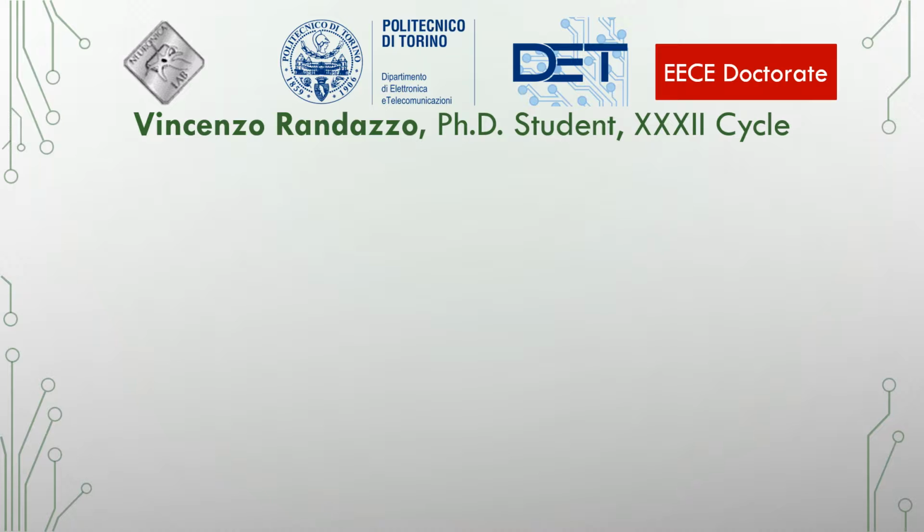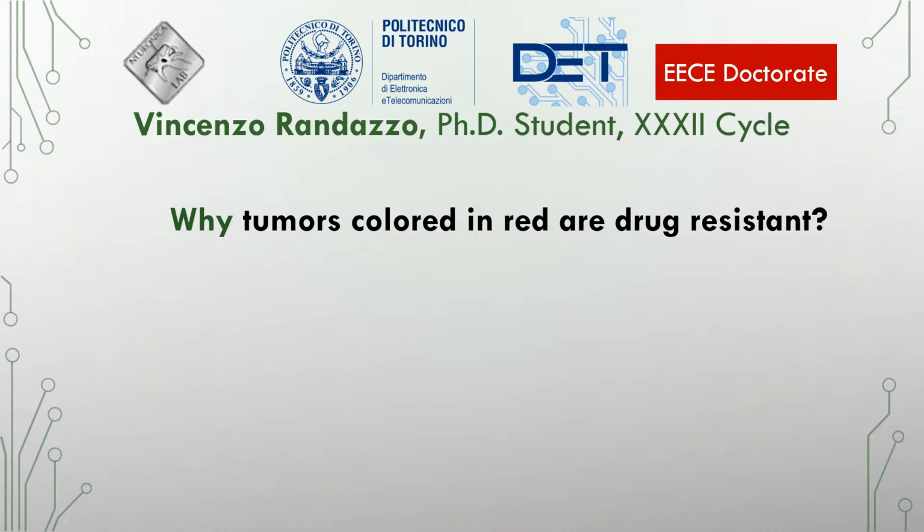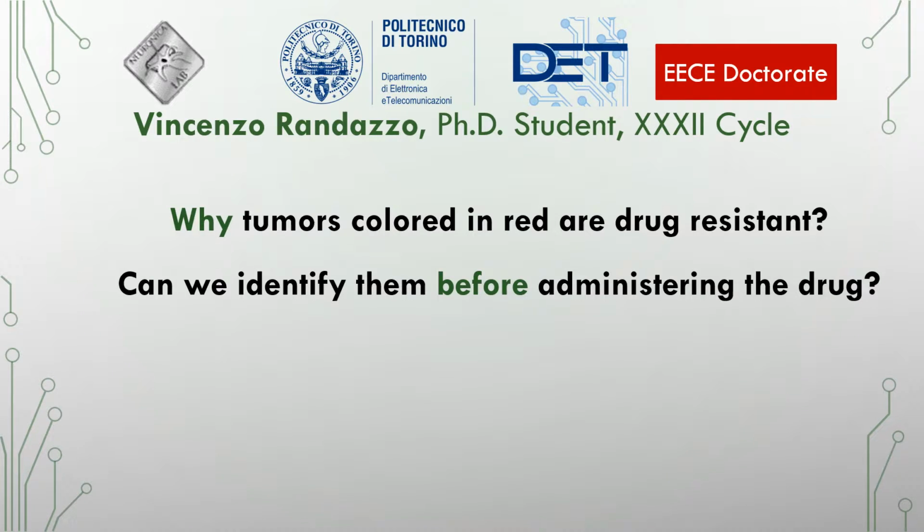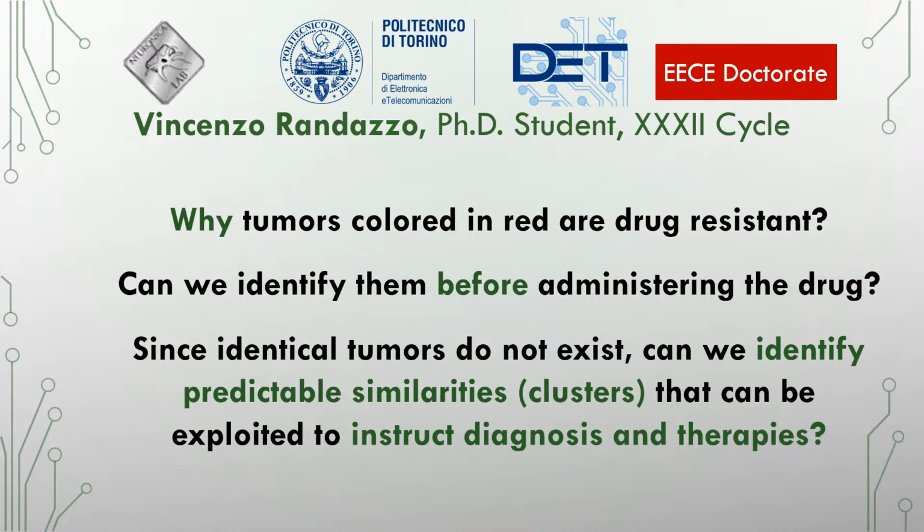So, we asked ourselves, why are tumors colored in red drug resistant? Can we identify them before administering the drug? Since identical tumors do not exist, can we identify predictable similarities, that is, clusters in data, that can be exploited to instruct diagnosis and therapies?